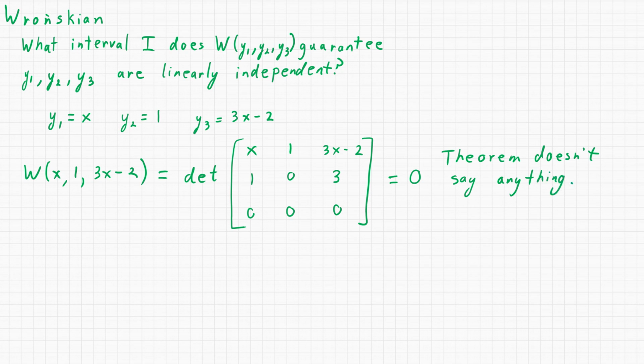All right, so then we should look a little closer and see if these are linearly independent or linearly dependent. I just made this one up to be a nice example, but it's fairly straightforward. A function is linearly dependent if I can construct it from the other remaining functions. And I definitely can. So y3 is equal to 3x minus 2. That's the same thing as 3 times y1 minus 2 times y2.